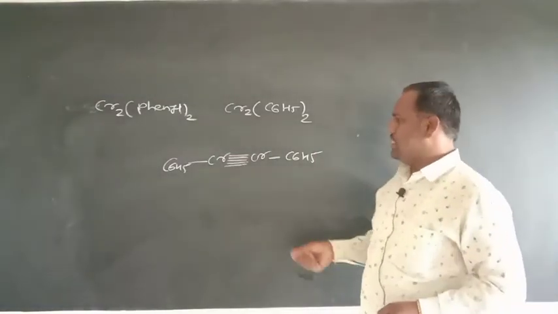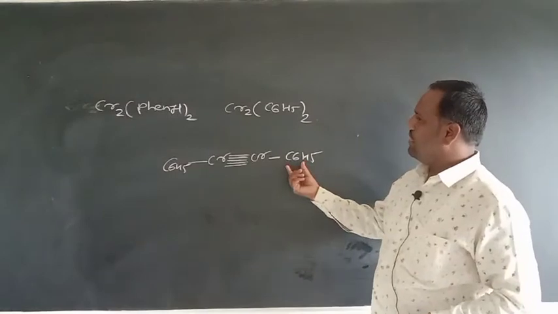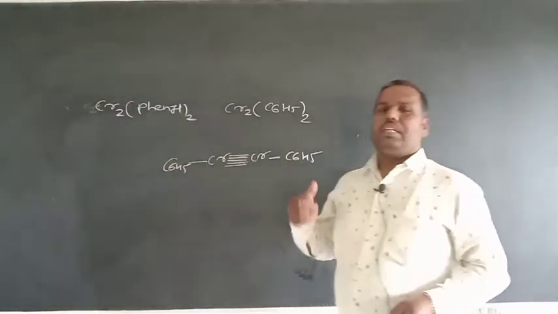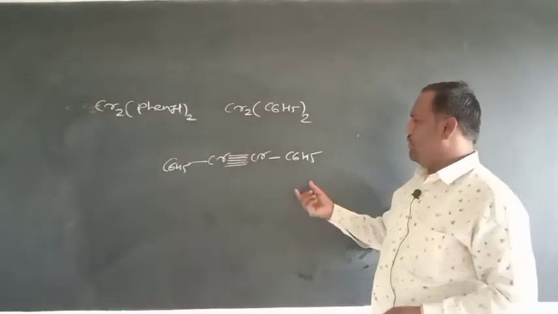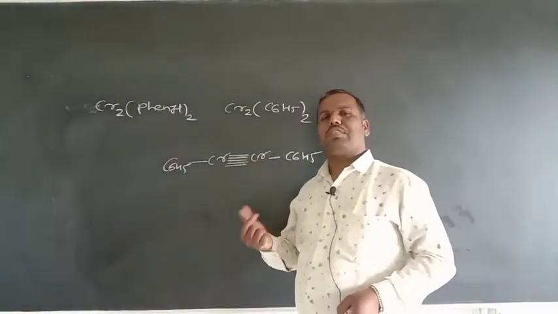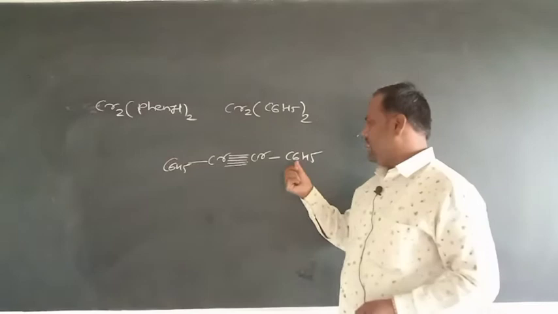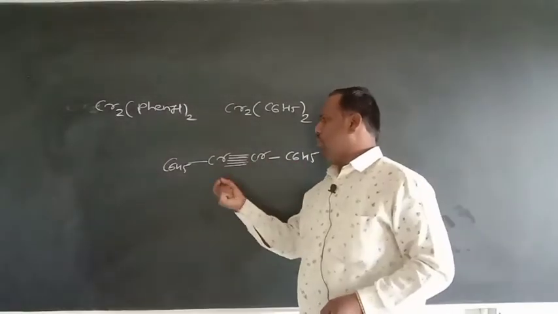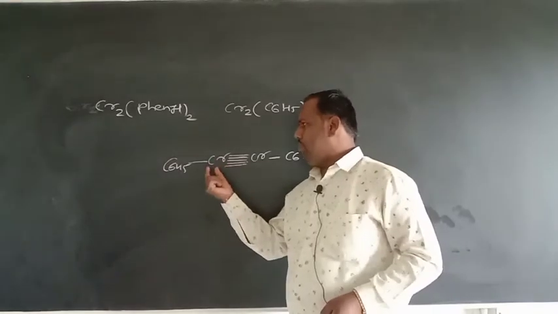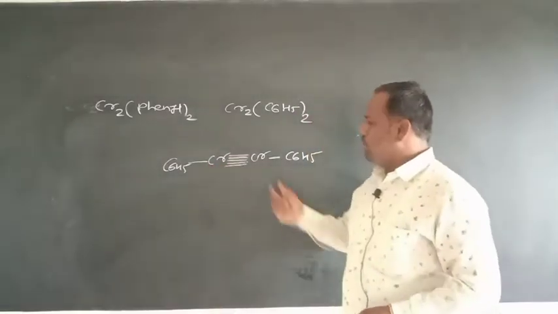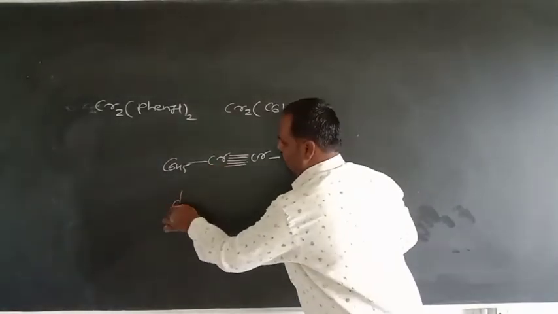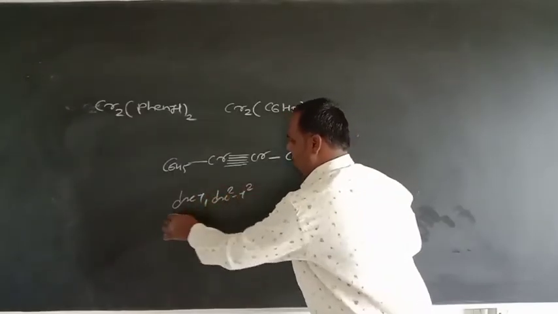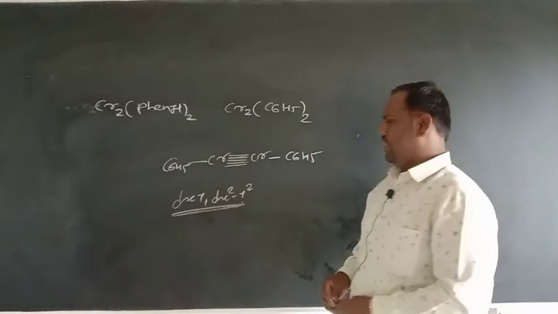So in this case, if you consider this phenyl ligand C6H5, it is not a pi donor ligand, it is a pi acceptor ligand, and therefore the dx square minus y square orbital is not involved in the bonding with this ligand. So it is available to form a bond with the other metal atom. So in this case both dxy and dx square minus y square orbitals are available to form a delta bond.